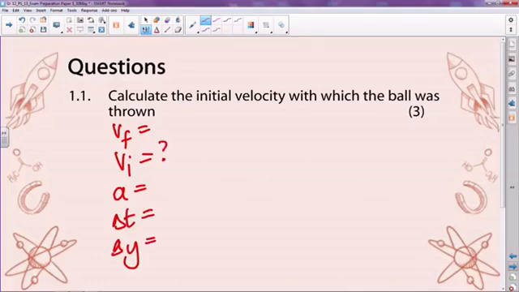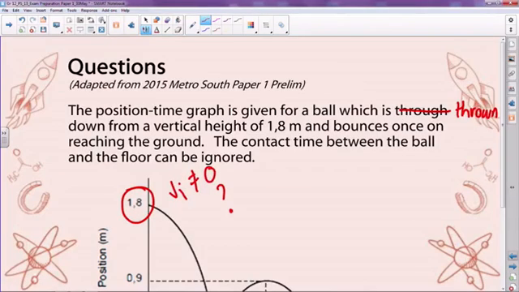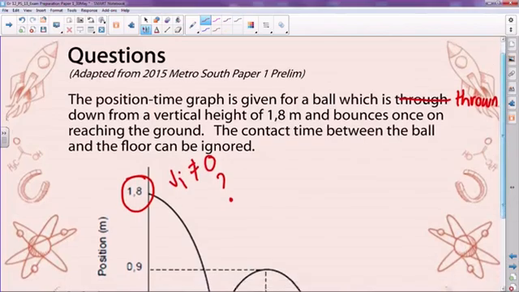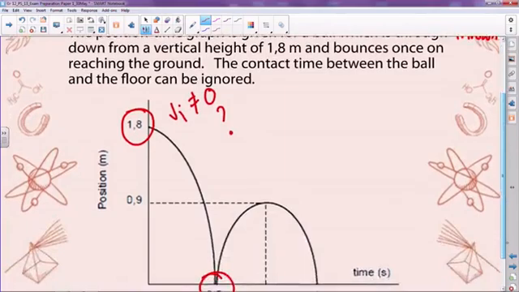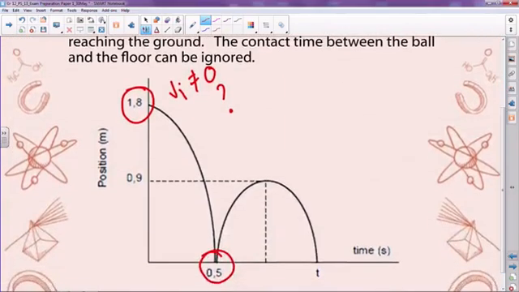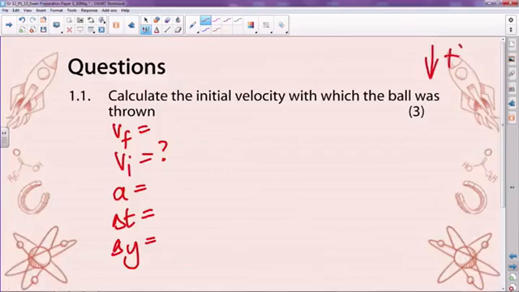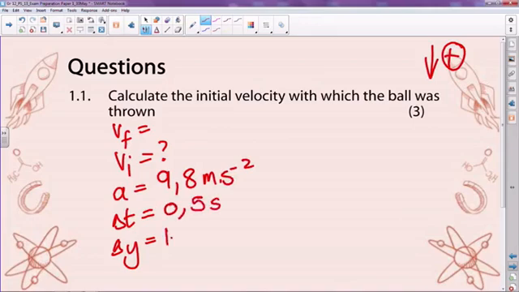Now we need to make a decision because it's a vector question and we need to decide which direction is positive. Look at what they've got: it's thrown to the ground, and on reaching the ground, the contact time between the ball and the floor can be ignored. What you need to recognize is that if this is my starting point, down is my positive direction. That's quite important. So I'm taking down as my positive direction. That means my acceleration is 9,8 meters per second squared. That never changes. The time was 0,5 seconds and the displacement was 1,8 meters.